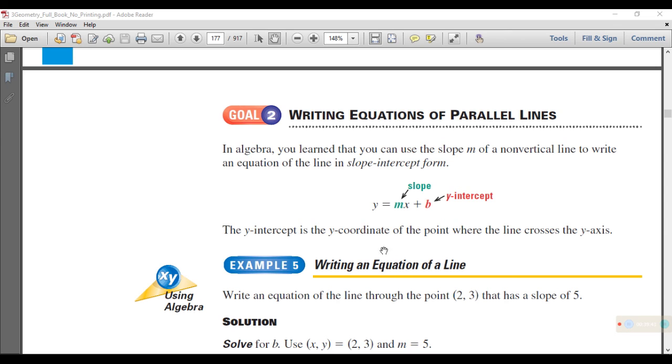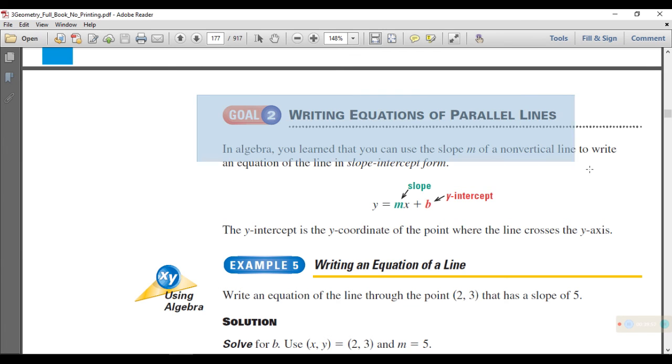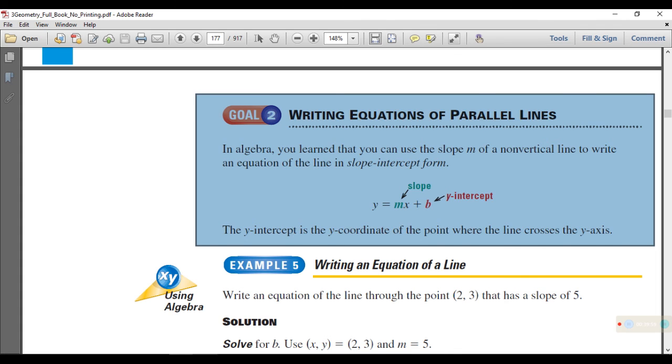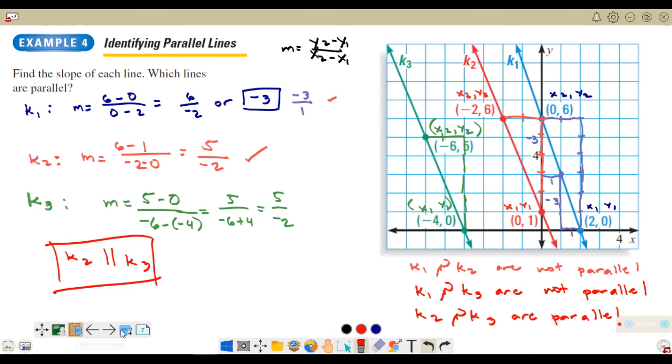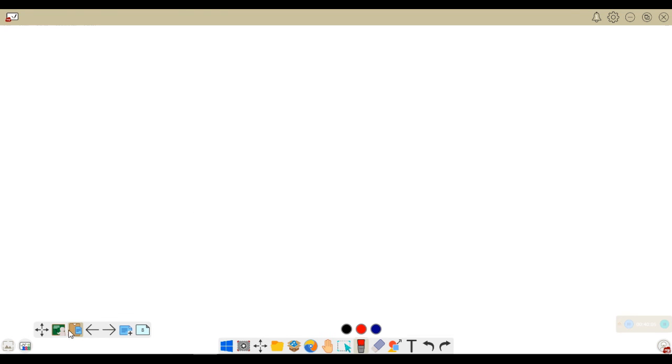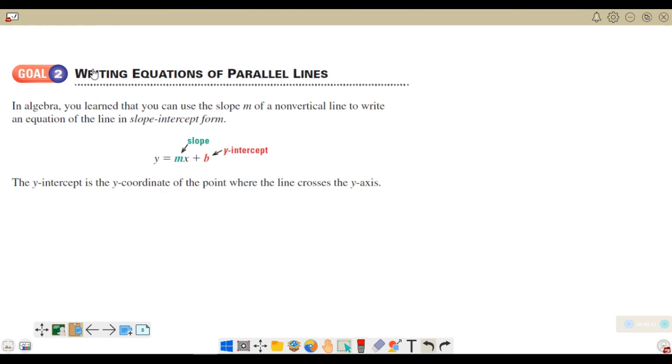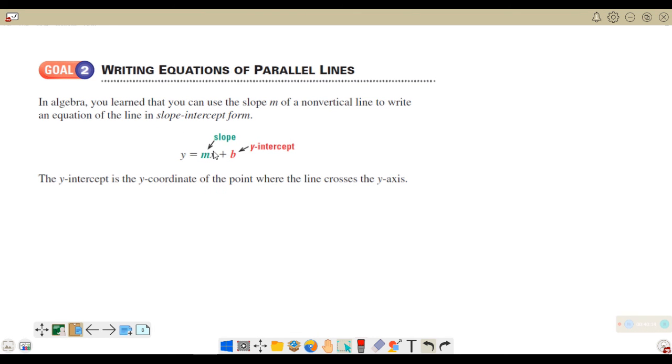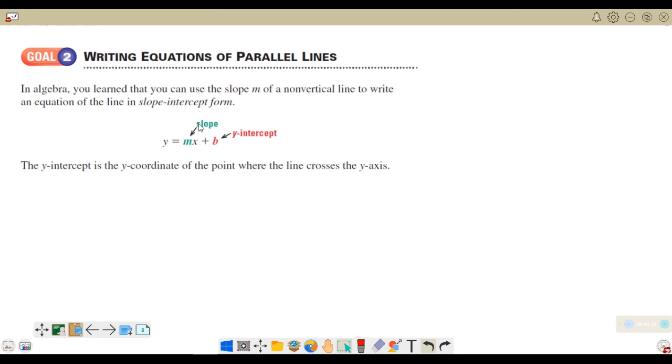Okay, so for writing equations of parallel lines, we are going to use the slope-intercept form of linear equations. Ito ay dinidiscuss sa algebra. The slope-intercept form of a linear equation is given as y is equal to mx plus b, where m is the slope and b is the y-intercept, or it is the point on which your line will intersect the y-axis.